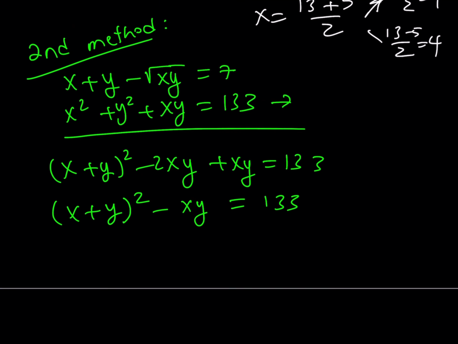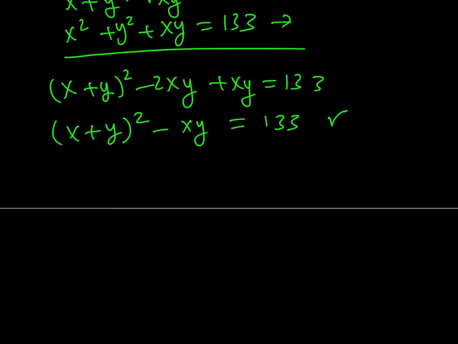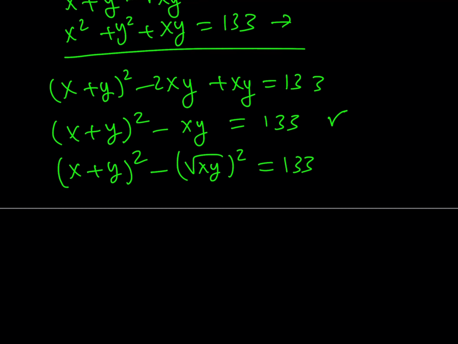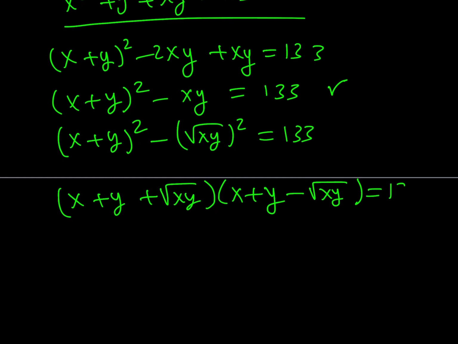Well, here's the thing. Look at the first equation and look at this one. Now, the second equation here can be factored by using difference of two squares. Awesome, let's do it. So I can safely say that this can be written as x plus y squared minus square root of xy squared. And this allows us to write it as a difference of two squares. Let's go ahead and do it. So we're able to factor it, even though it doesn't look factorable.